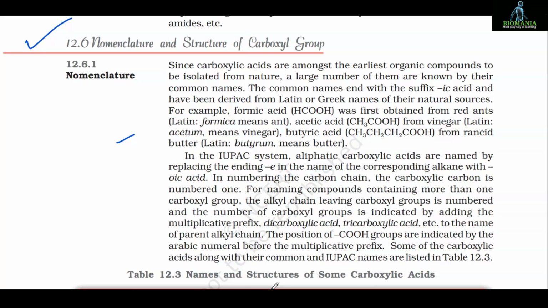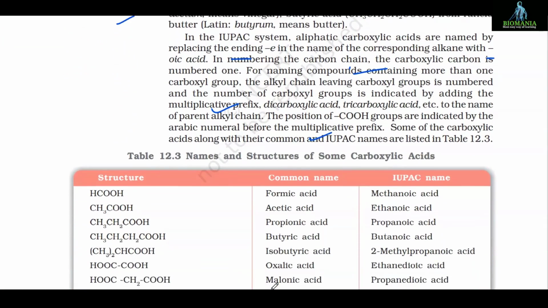In the IUPAC system, aliphatic carboxylic acids are named by replacing the ending -e in the name of the corresponding alkane with -oic acid. In numbering the carbon chain, the carboxylic carbon is numbered 1. For naming compounds containing more than one carboxyl group, the alkyl chain leaving the carboxyl groups is numbered, and the number of carboxyl groups is indicated by adding the multiplicative prefix, dicarboxylic acid, tricarboxylic acid, etc., to the name of the parent alkyl chain. The positions of COOH groups are indicated by the Arabic numeral before the multiplicative prefix. Some carboxylic acids along with their common and IUPAC names are listed in table 12.3.